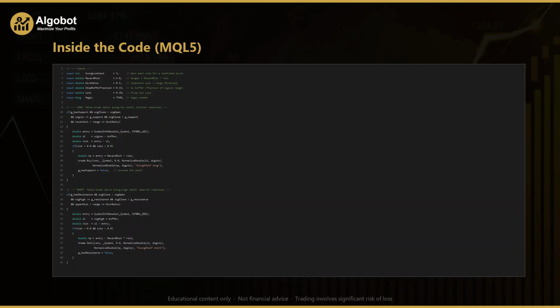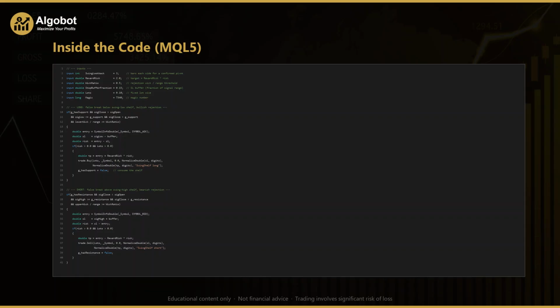The condition checks that a support shelf exists, that the signal candle closed above its open so it is bullish, that its low reached at or below support, that its close came back above support, and that the lower wick divided by the range meets the wick ratio. When all of that is true, the entry is read from the ask price. The stop is set just below the candle's low minus the buffer. The risk is the distance from entry to stop, and the take profit is entry plus reward risk times that risk. The trade-by call then sends the order, and the support shelf is cleared.